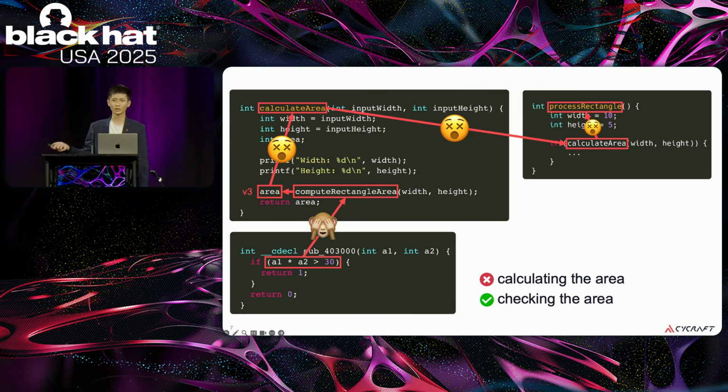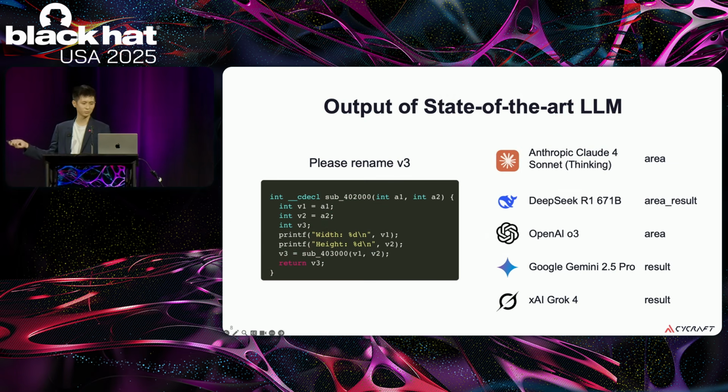Let's see what kind of language models will make this kind of mistake. You can see that all of the state-of-the-art language models do not refuse to answer the question. They all think that v3 is the area or the result. Based on this, they cause the mistake in the problem I just presented. This kind of mistake is especially dangerous in malware analysis scenarios because we don't have the ground truth of the malware.